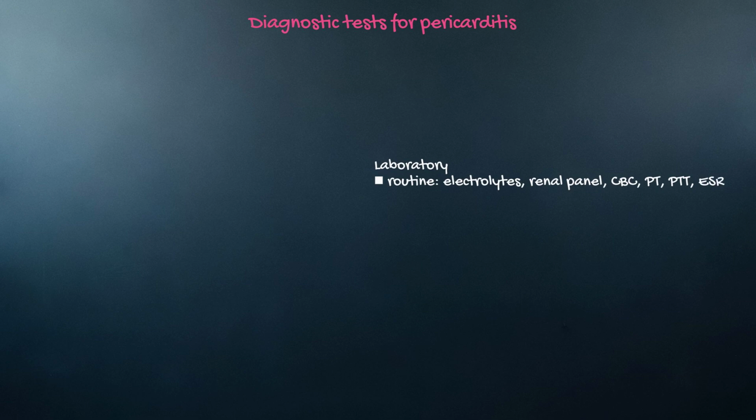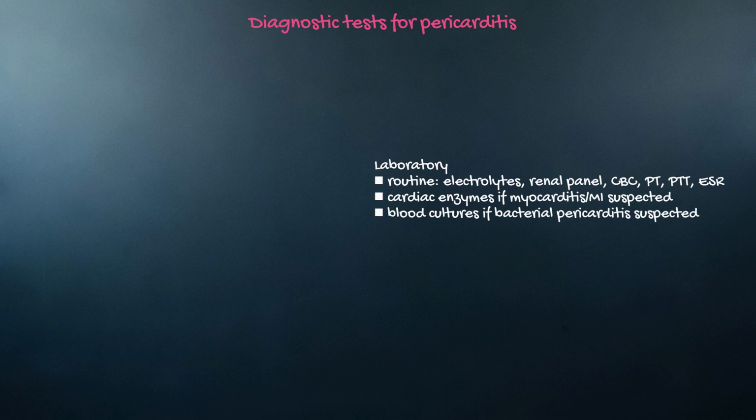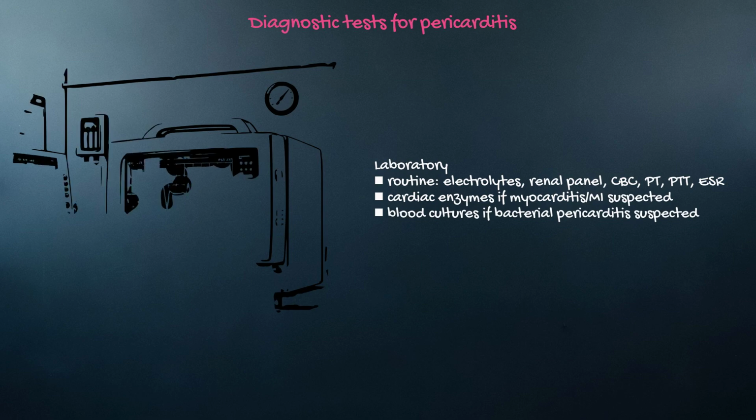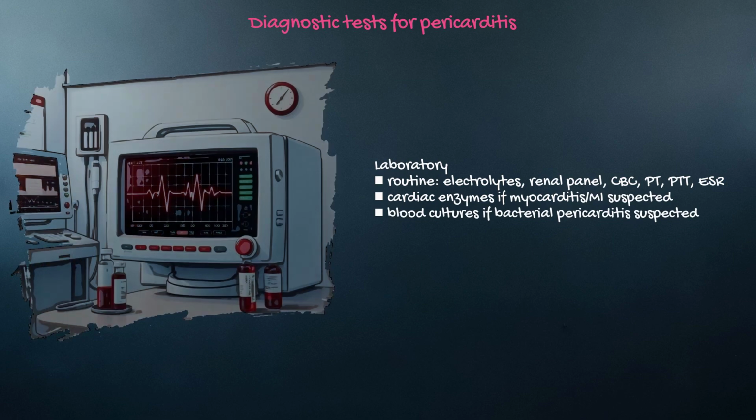When it comes to investigations, routine labs like CBC, renal panel, electrolytes, and ESR are usually done. Cardiac enzymes may be ordered if myocarditis or myocardial infarction is suspected. If bacterial pericarditis is a possibility, blood cultures are crucial.